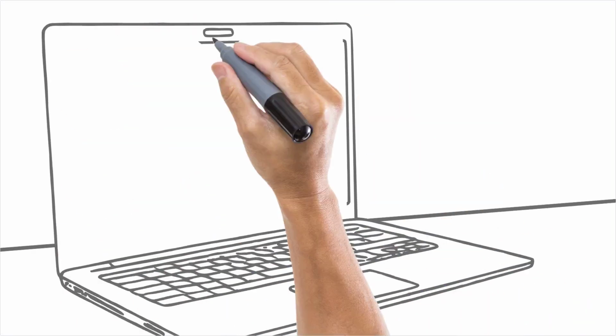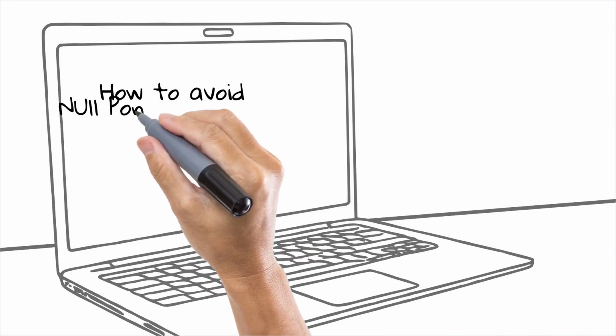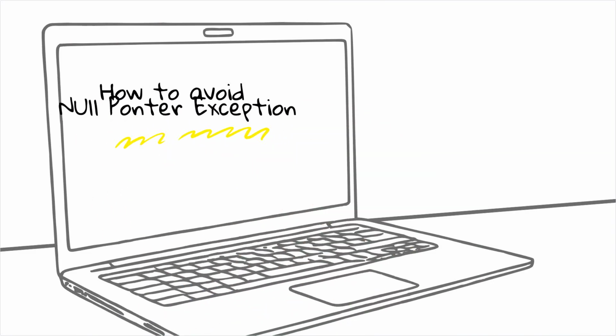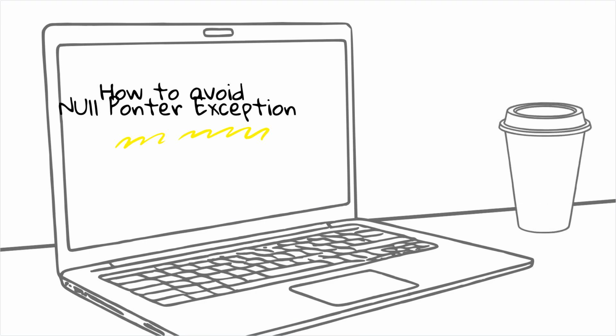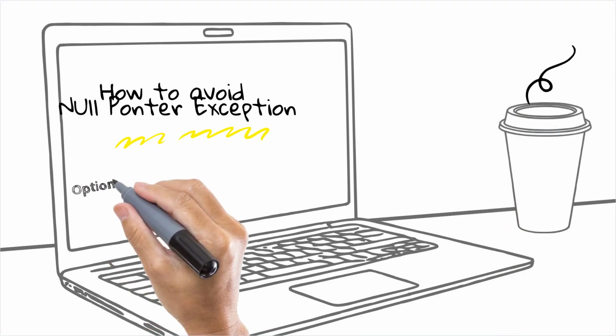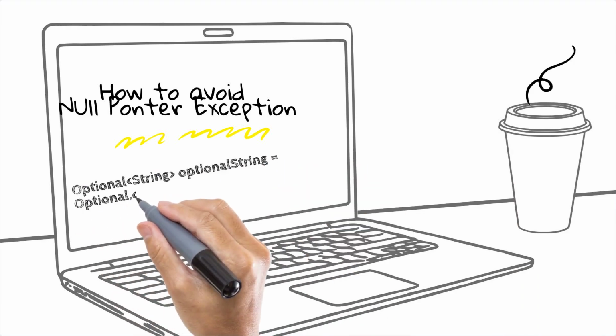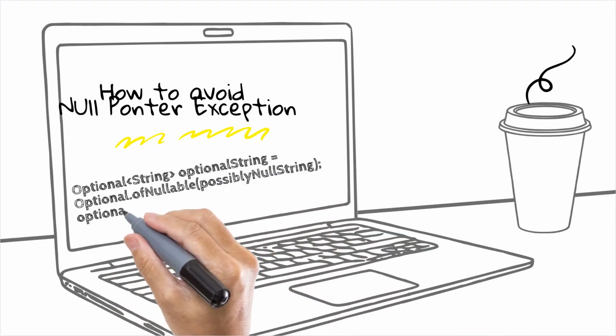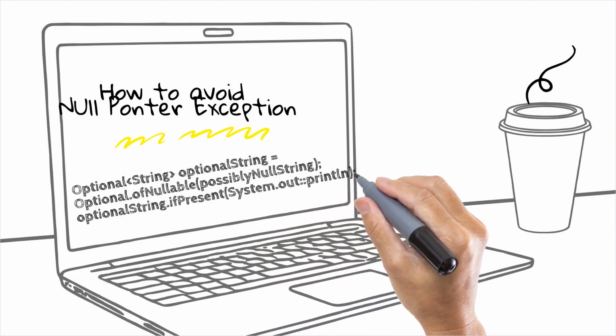How to avoid null pointer exception. Initialize objects properly. Ensure that all objects are properly initialized before they are used. Null checks. Always check if an object is null before accessing its methods or fields. Use Optional, Java 8 and above. Use the Optional class to handle null values more gracefully.